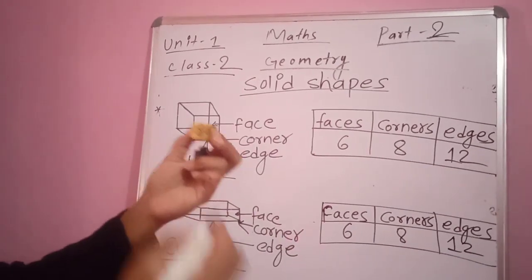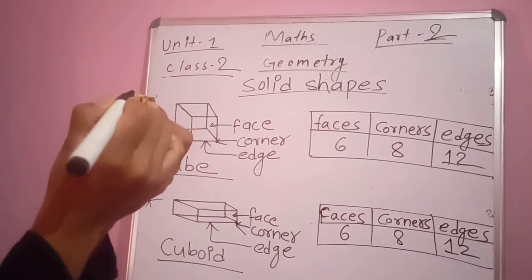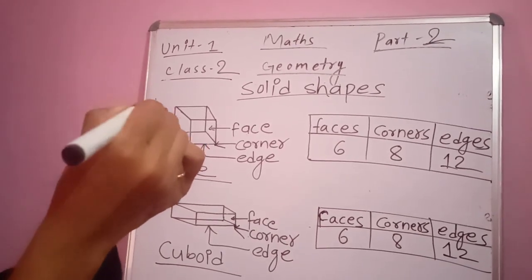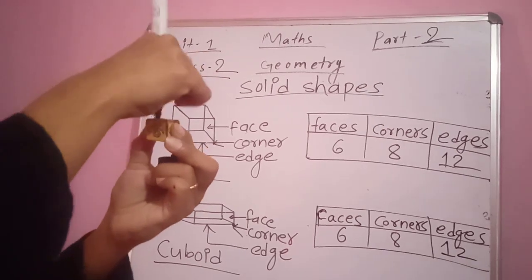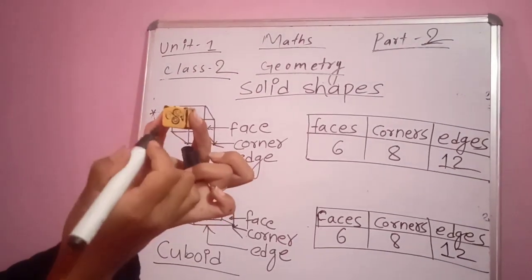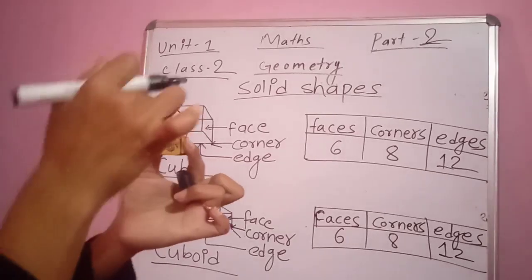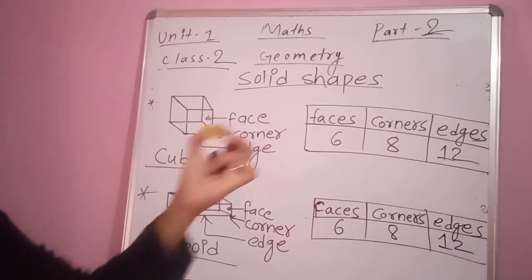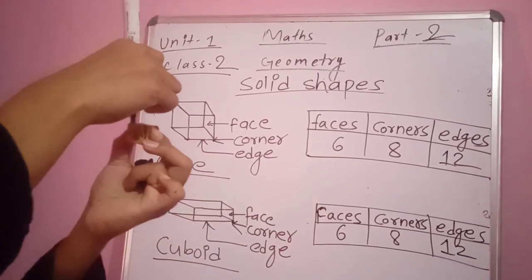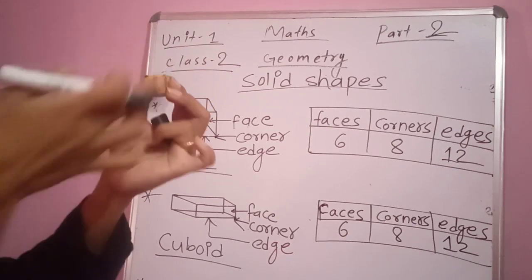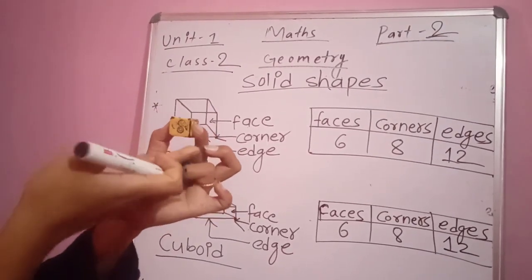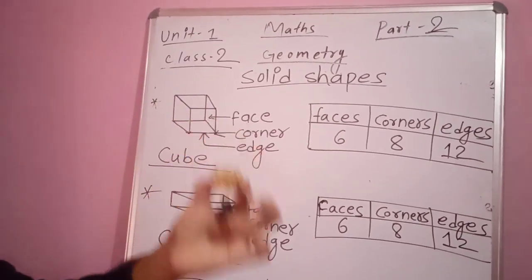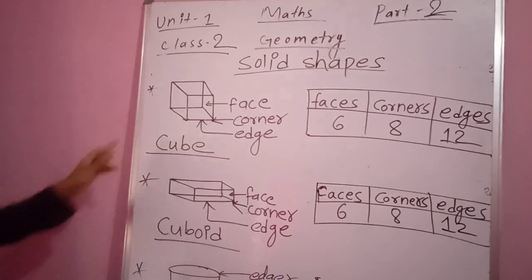Likewise the corners. Corner means this, where altogether 3 lines meet. 1, 2, 3, 4. 4 corners are above and 4 corners are below. So altogether 4, 4, 8. So there are 8 corners in this cube. Now talking about the edges. 1, 2, 3, 4. 4 above, 4 below. So altogether 8, and then 9, 10, after that 11, 12. So I have written here 12 edges in a cube.